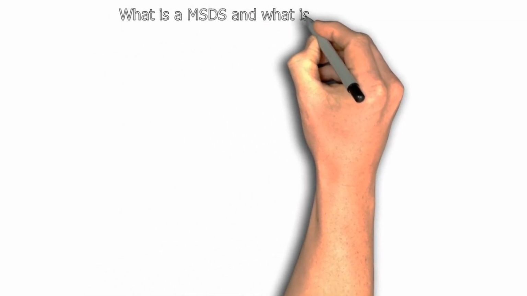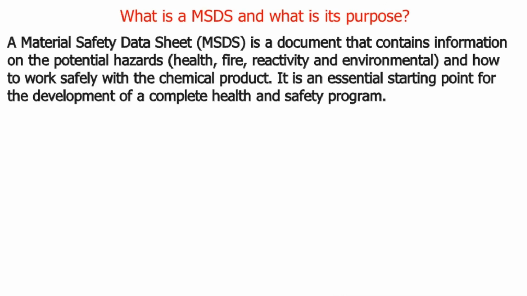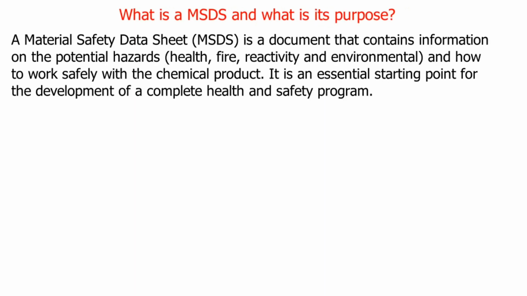What is an MSDS and what is its purpose? A material safety data sheet, MSDS, is a document that contains information on the potential hazards, health, fire, reactivity and environmental, and how to work safely with the chemical product. It is an essential starting point for the development of a complete health and safety program.